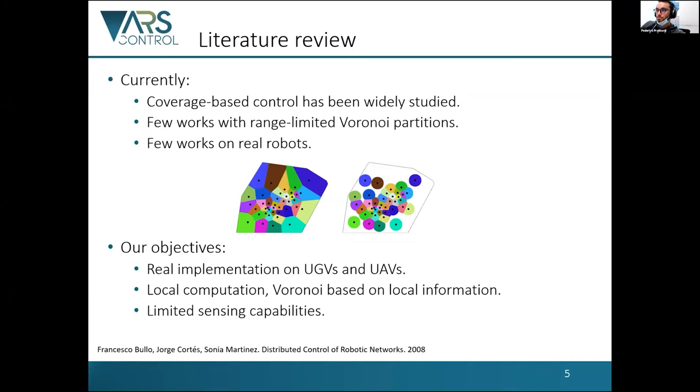Basically, we are interested in a kind of distributed coverage control in which we do not have a global knowledge of the robots, in which we are not able to compute the complete global Voronoi diagram inside the whole area. We are able to compute only a local Voronoi diagram for each robot. And so we have a kind of range-limited Voronoi partition.